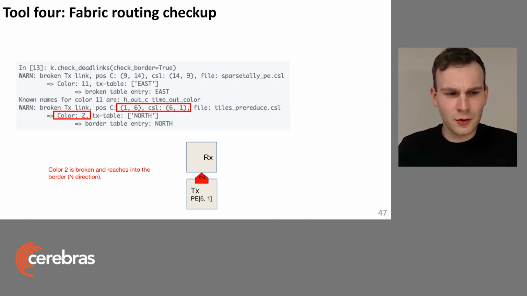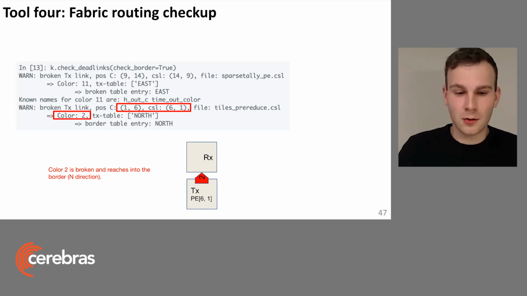And you have this on color number 2, and then you can see that the routing table only says, okay, we are connected to north, and the broken link is also the north link. So now we can jump into the code and want to introspect it more and figure out what actually happened. Why is it not properly set up?